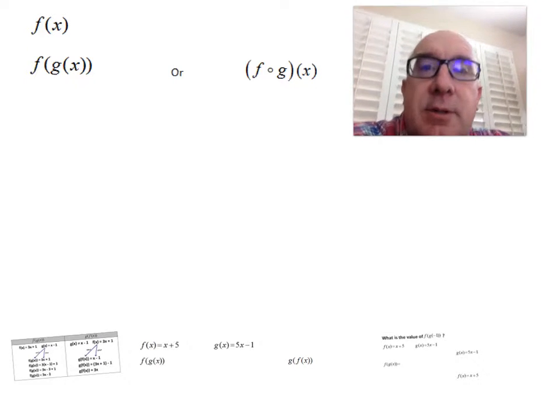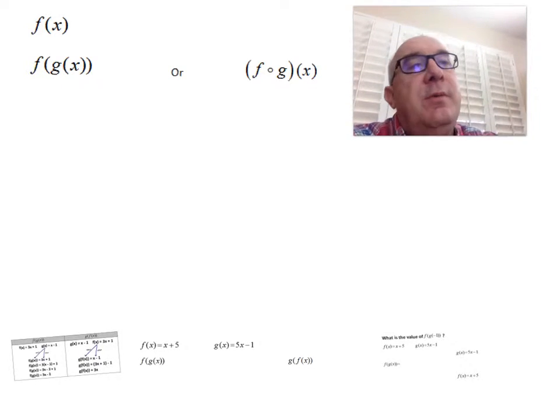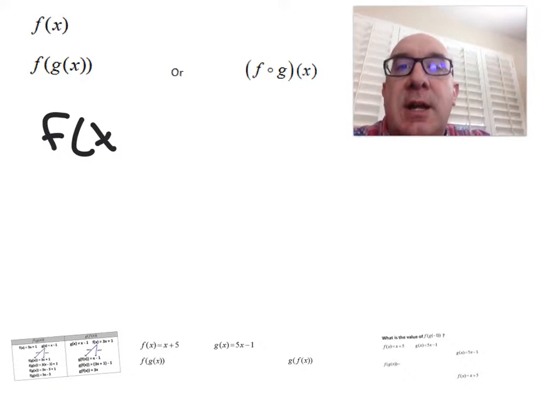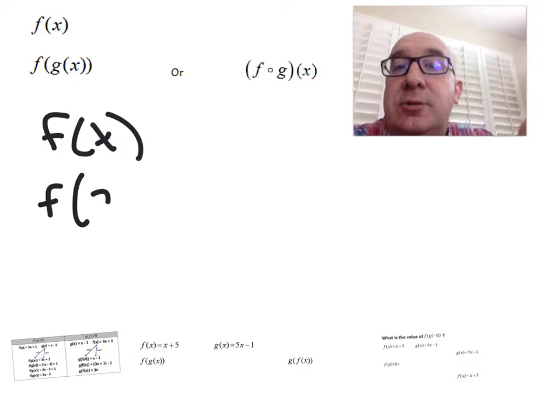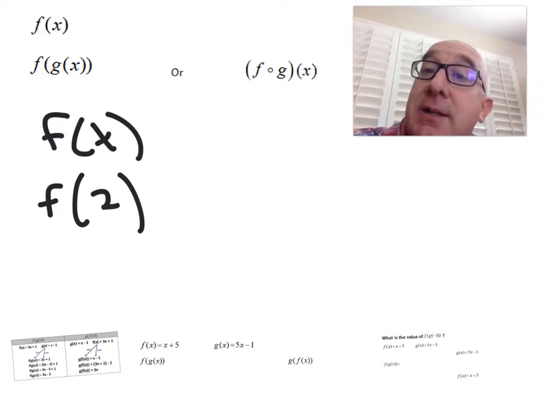We're looking at something called composite functions. And what a composite function is, with a normal function, let me just show you the normal idea. If I had f of x and I say what's f of 2, you know exactly what to do. You plug in the 2 wherever you see an x.